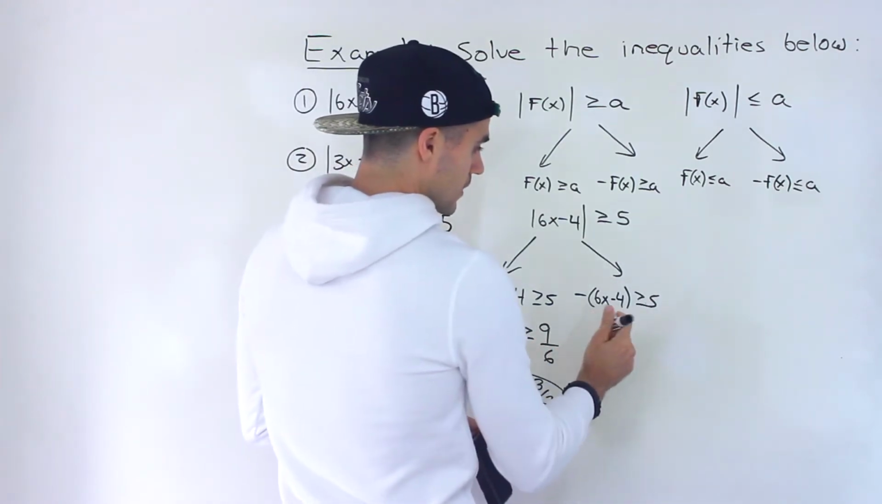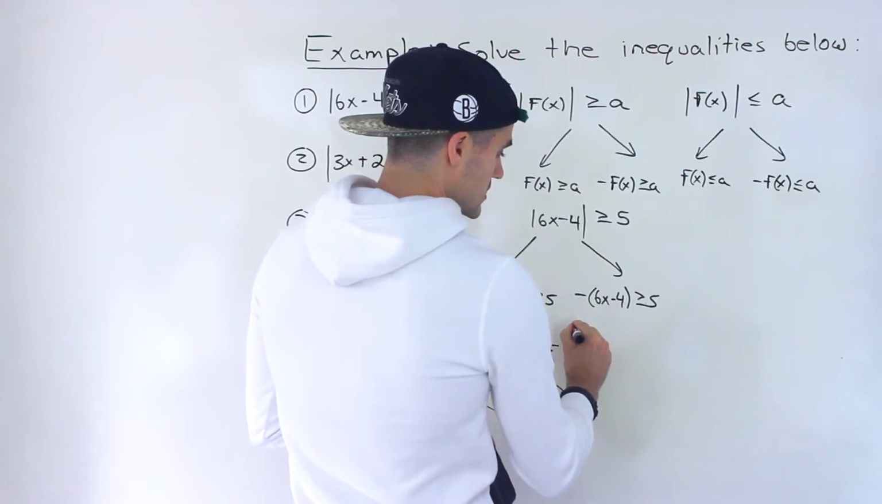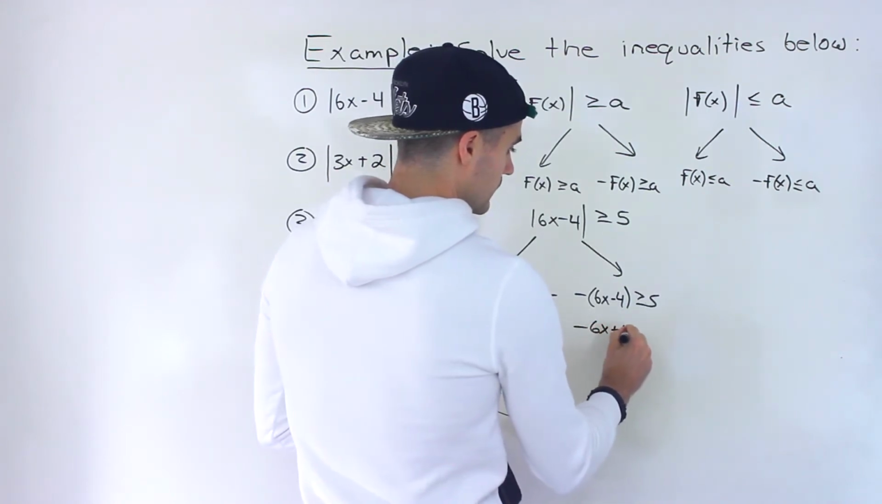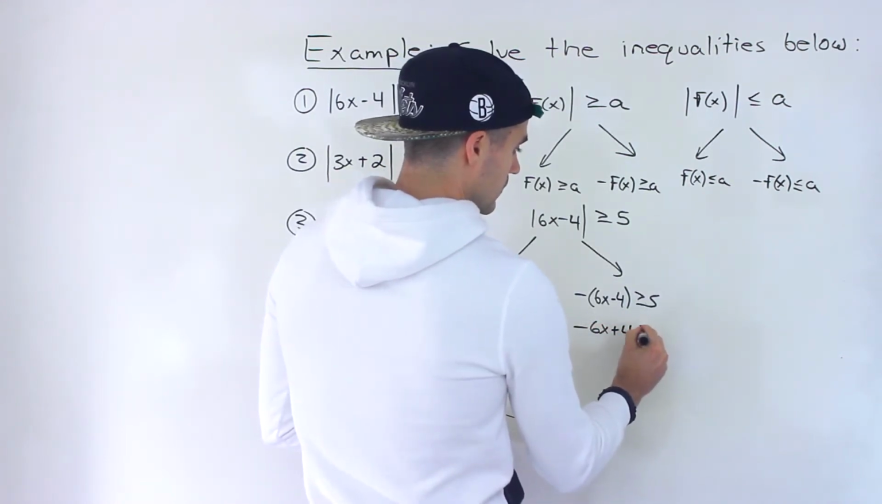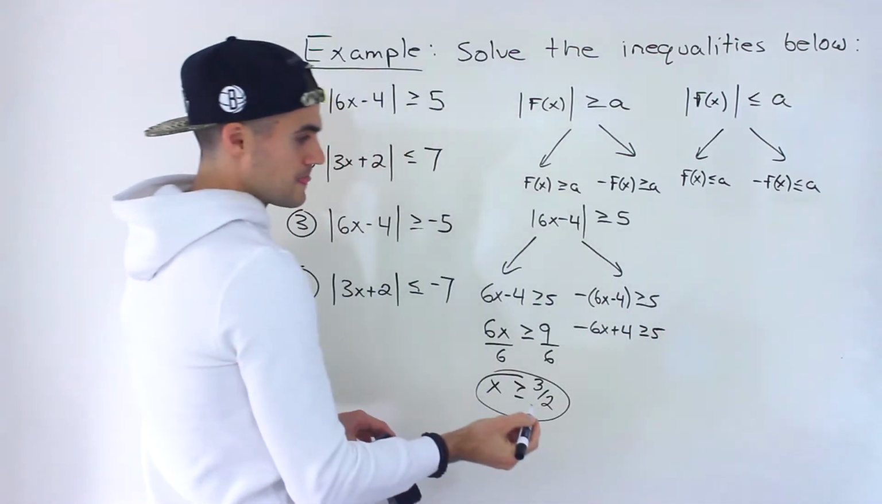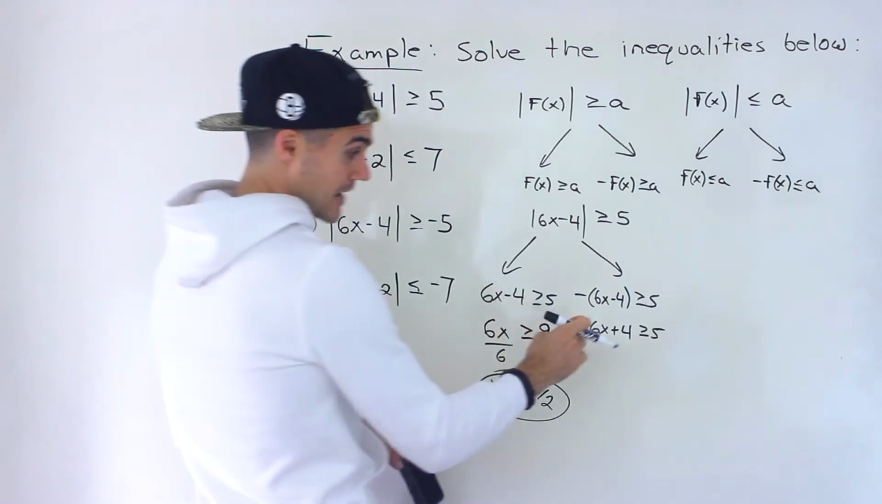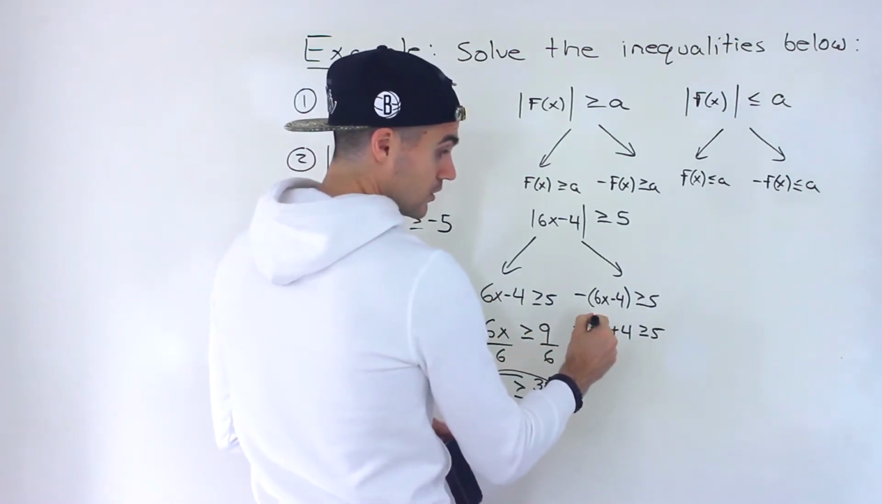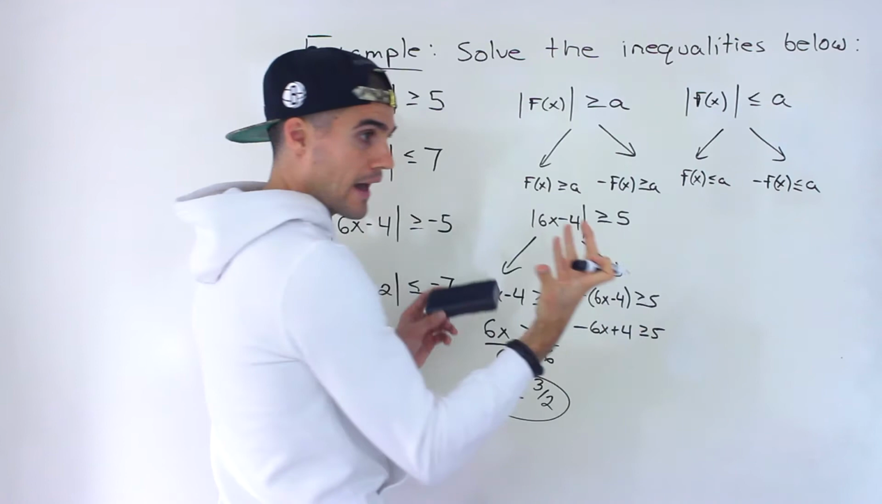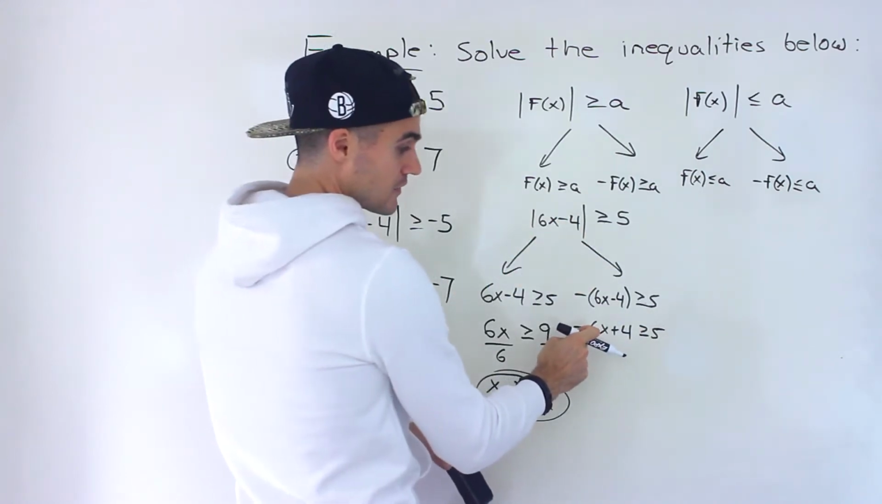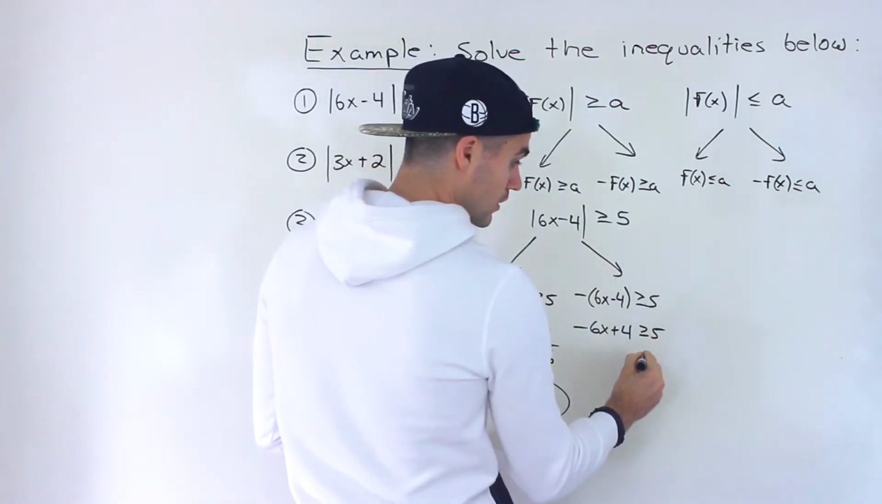Over here, what we would do is distribute the negative in, like that. And then personally, what I do is when I'm isolating for the x, I bring over the x's to the side where that coefficient is going to be positive. So notice we have a negative 6x, so we'll bring it over.